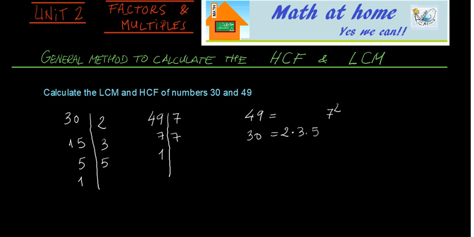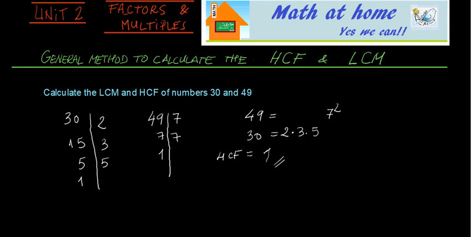So, highest common factor, you have to take the common factors. Which are the common factors? 2 is not a common factor, 3 is not, 5 is not, 7 is not. So there is no common factor. What happens when you don't have any common factor? The only common factor is the universal factor, which is number 1. So the highest common factor is 1.